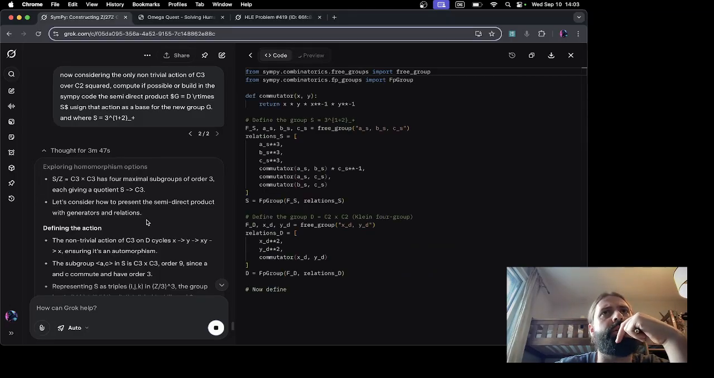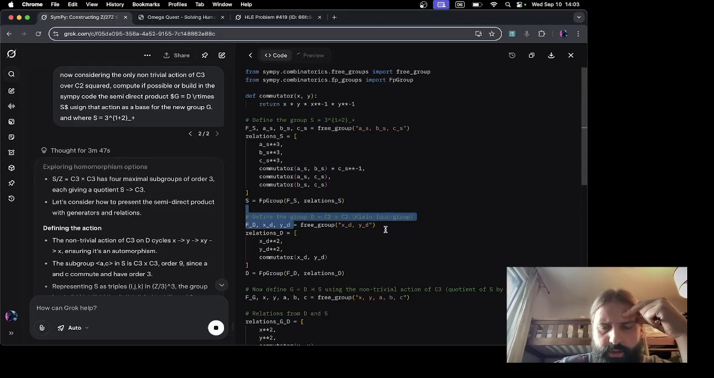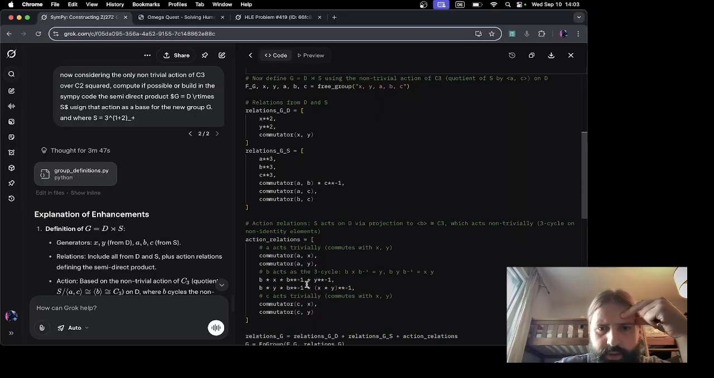Okay, it's calculated these. Define these. Now define using the trivial action of C3 on D. Okay. Okay, we have something at least.